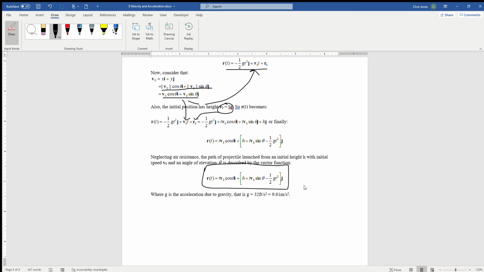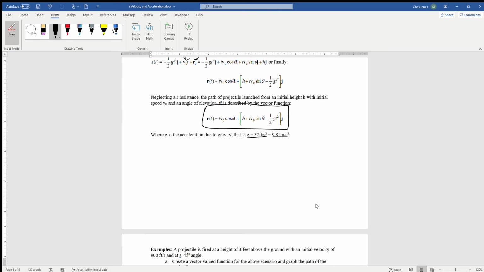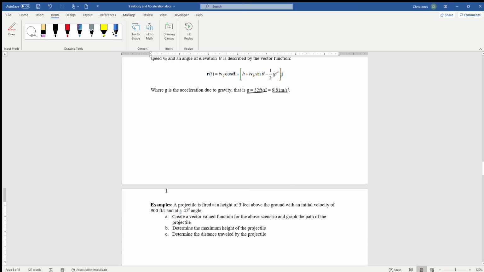And so that's the function that we're going to use to solve problems with respect to these vector value sorts of things, with respect to projectile motion. And remember that gravity is 32 feet per second squared or 9.81 meters per second squared, depending upon which unit you're working with. So given that, we're going to look at a few examples. I'm just going to copy and paste this function because we're going to need it a couple times.